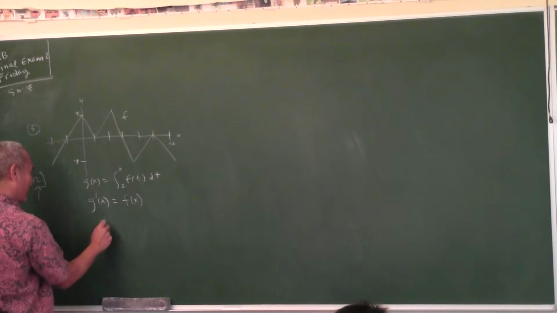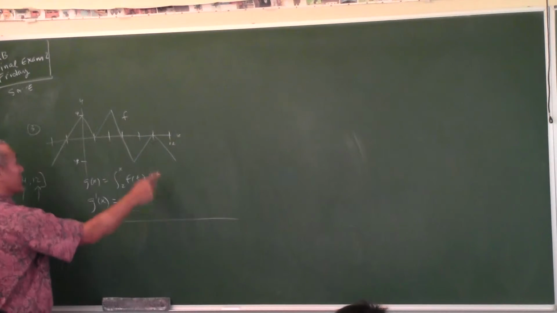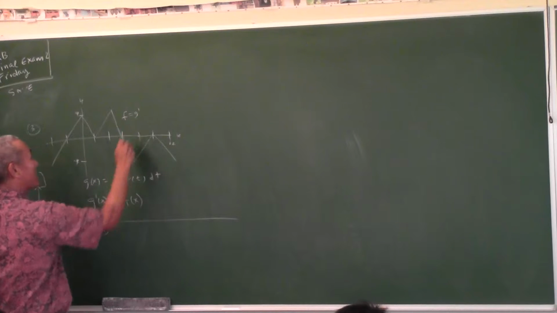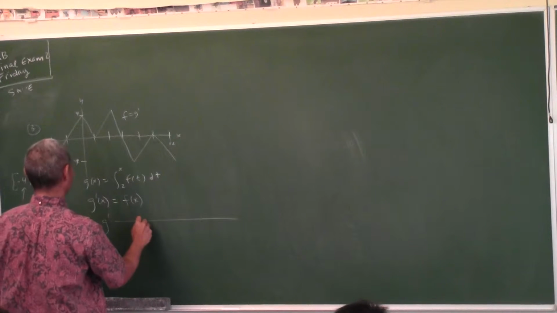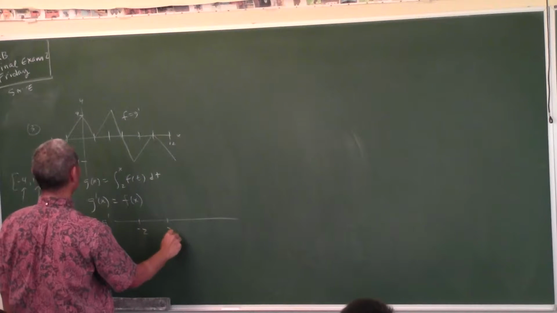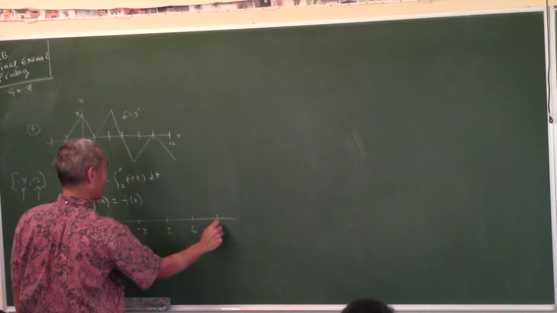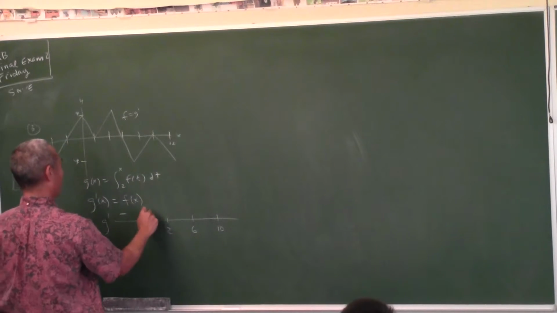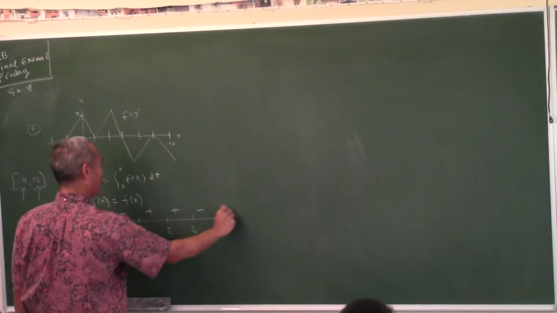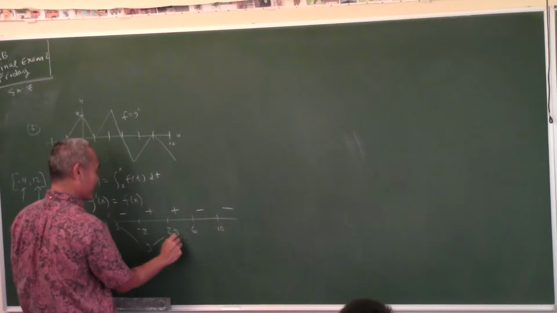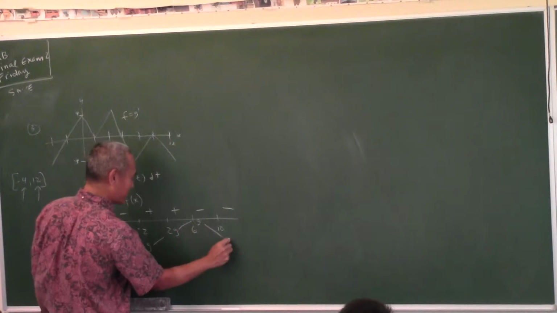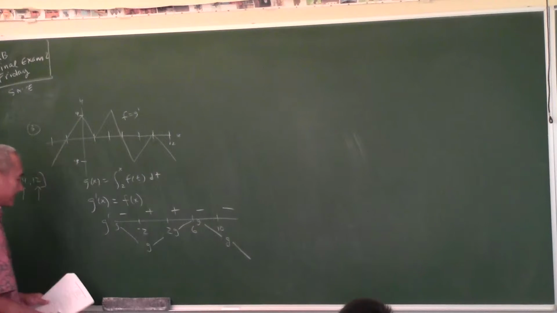So now we make a number line. If this is the graph of f, it's also the graph of g prime. So just make a number line for this graph. Where does it touch the x-axis? -2, 2, 6, 10. Below, above, above, below, below. G is decreasing, G is increasing, G is increasing, G is decreasing, G is decreasing.